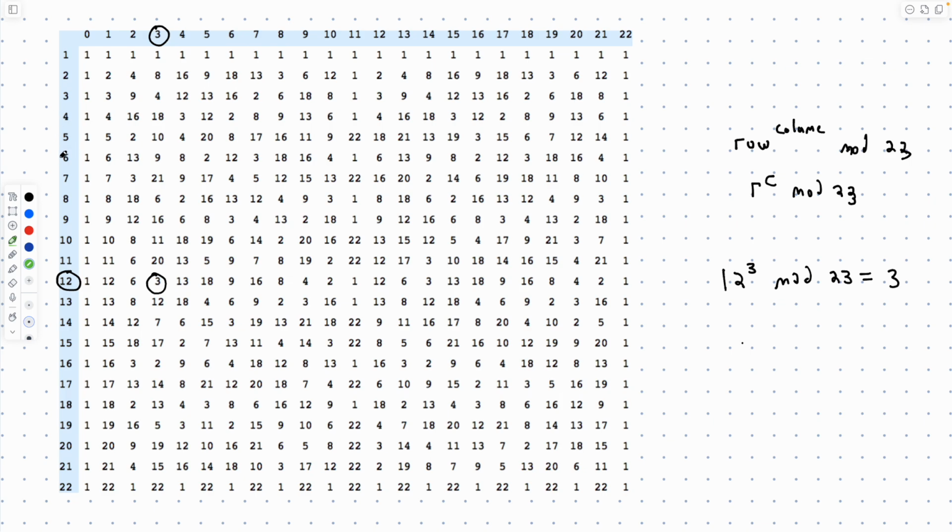Okay, I'm going to pick one of these rows. Let's start with 6. And I'm just going to scan along this row. As I scan along this row, what do I see? I see 1, 6, 13, 9, 8, 2, 12, 3, 18, 16, 4, 1, 6, 13, 9, 8. Did you see a pattern there? It repeats. So I go 1, 6, and so on. Then I repeat, and I do the exact same pattern.